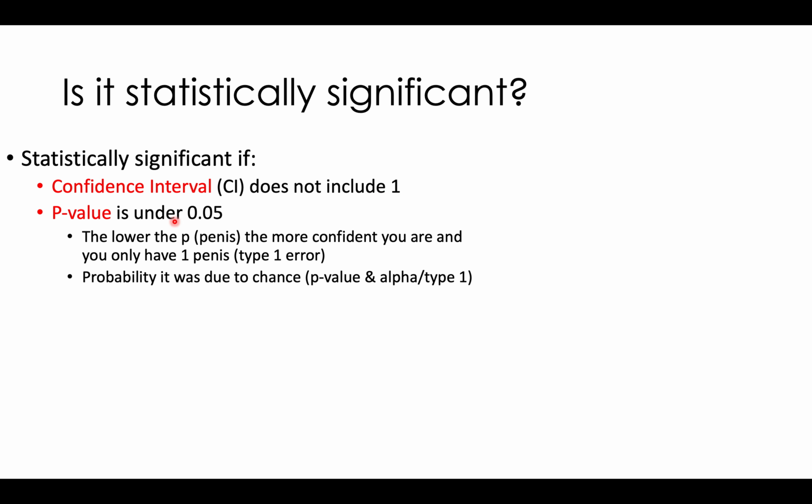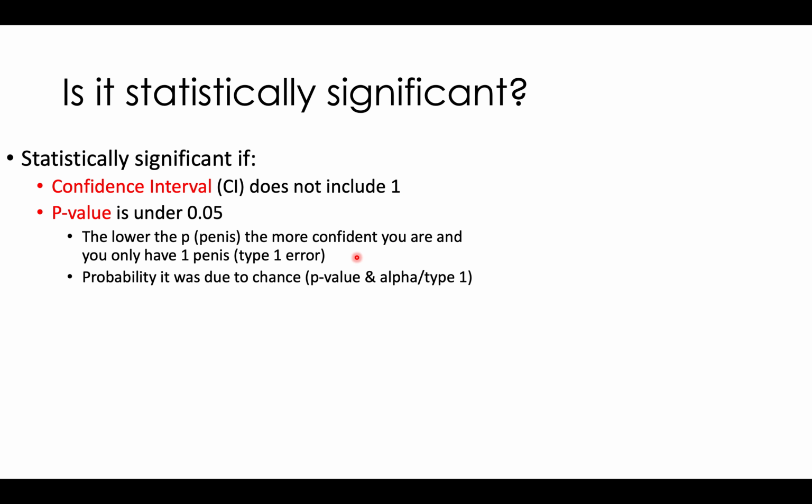And the way I think of it is, the lower the p, or your penis, the more confident you are, because if it's lower to the ground, it's bigger, right? Don't think of it that way as it being bigger. Think of it as lower to the ground though, because you want it to be under this 0.05 number. So the lower your penis, the more confident you are. And you only have 1 penis, so that helps you remember type 1 error, because if you had 2 penises, that'd be really weird, right?